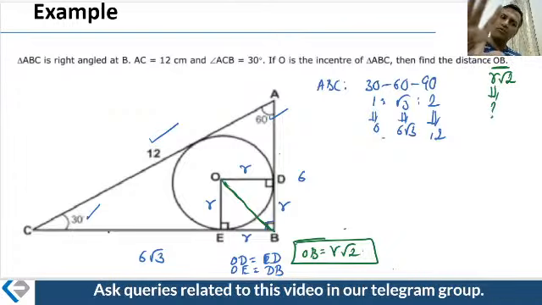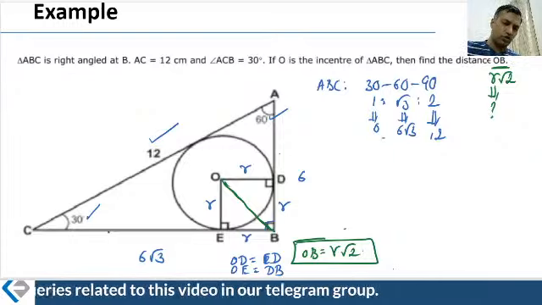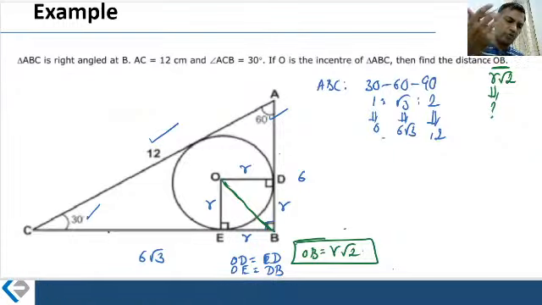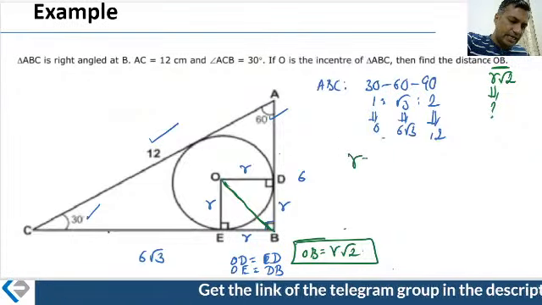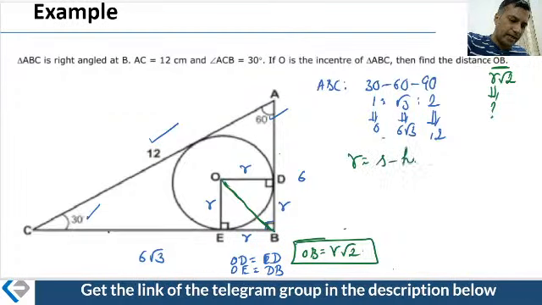Technically, this question is about finding the in radius. If you find the in radius, your job is done. How do you find the in radius? We know that the in radius is nothing but the semi perimeter minus the hypotenuse. Do I know the length of the hypotenuse? Yes, it is 12 units.